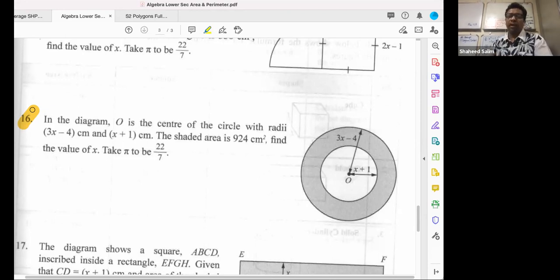It's just a little bit longer, this one, okay? But you can do this. And the value of x is actually a fraction.